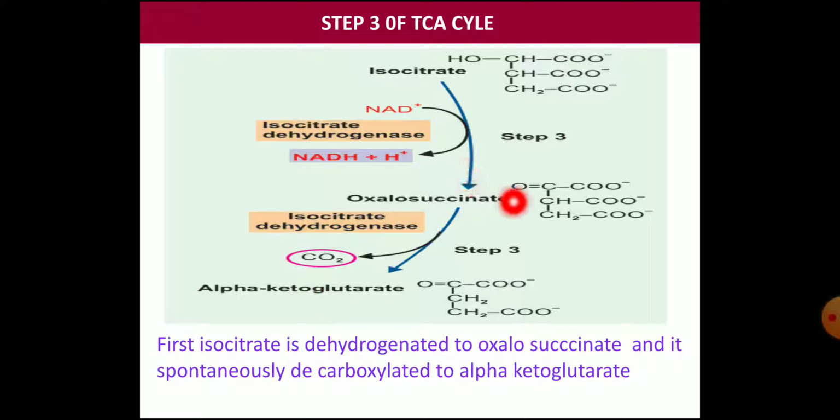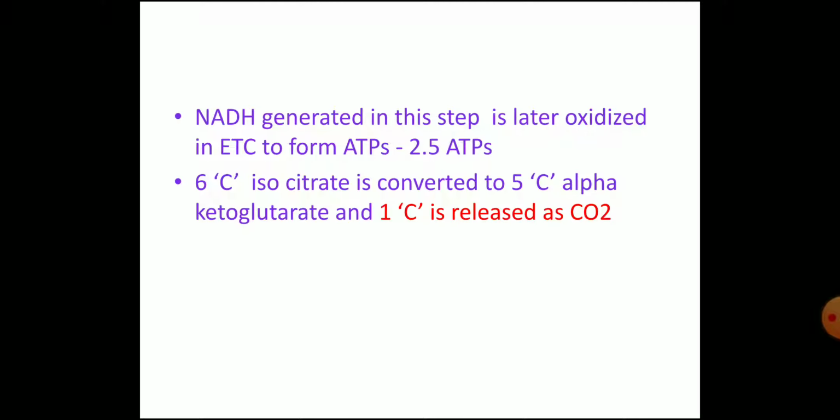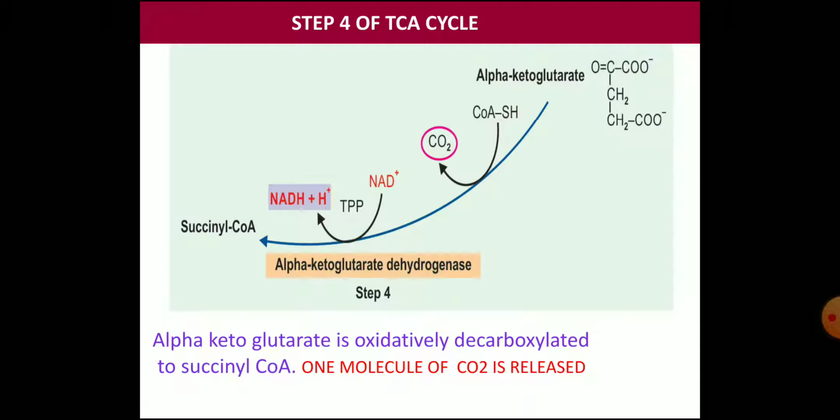First it is converted to oxalosuccinate, then spontaneously decarboxylated to alpha ketoglutarate. So the NADH generated in this step is later oxidized in the ETC to form the ATPs, that is 2.5 ATPs, and 6 carbon isocitrate is now converted into 5 carbon alpha ketoglutarate, and 1 carbon atom is released as carbon dioxide. Okay. Now the fourth step, where the alpha ketoglutarate is converted to succinyl coenzyme A by the enzyme alpha ketoglutarate dehydrogenase.